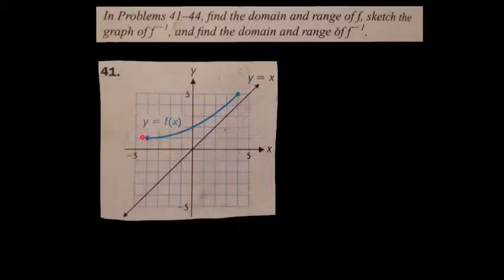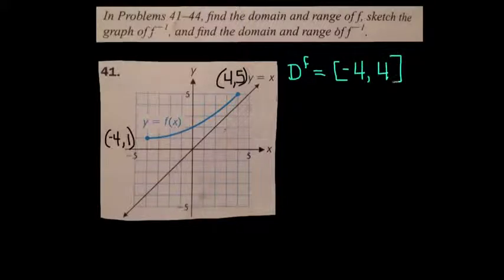f starts at this point, which is negative 4, 1, and it ends at this point, which is 4, 5. So rather quickly I can tell that the domain of my function f is just the span of the x-coordinates. In other words, from here to here, I have every point included between negative 4 and positive 4. So my domain goes from negative 4 to positive 4.